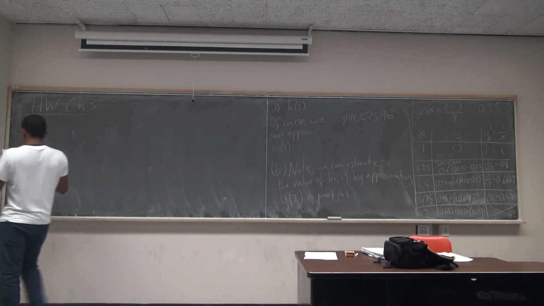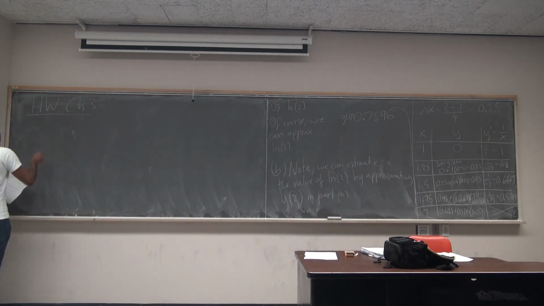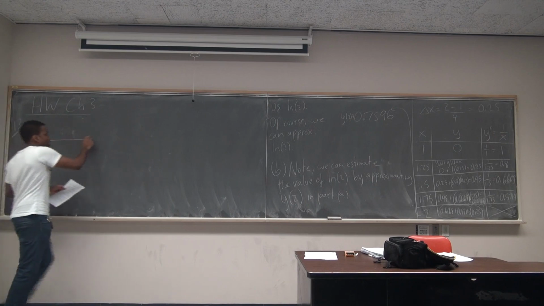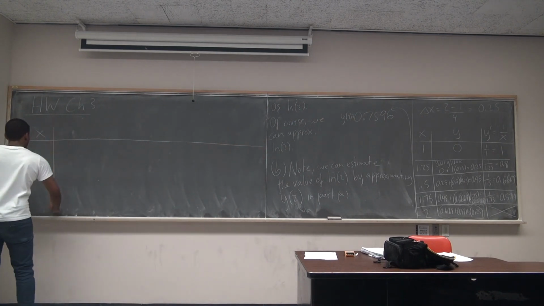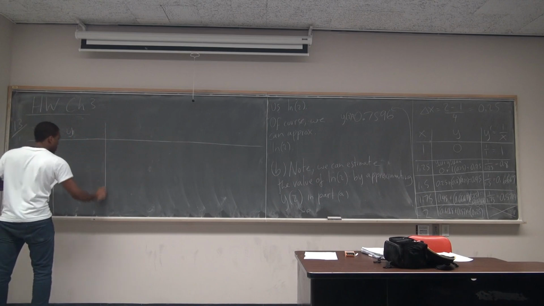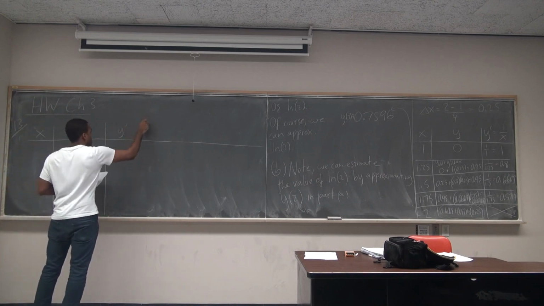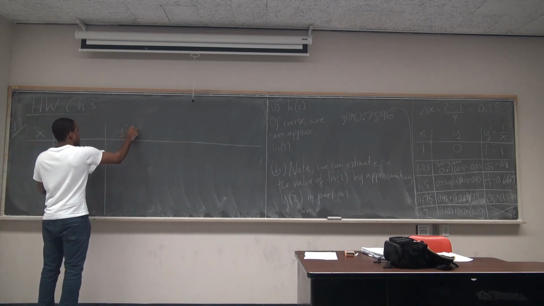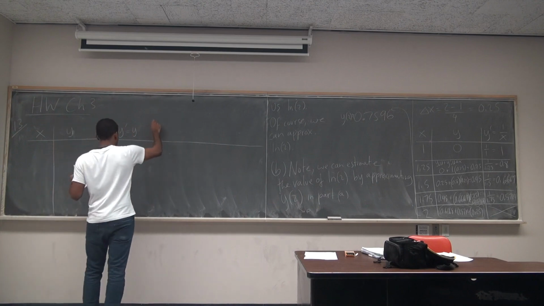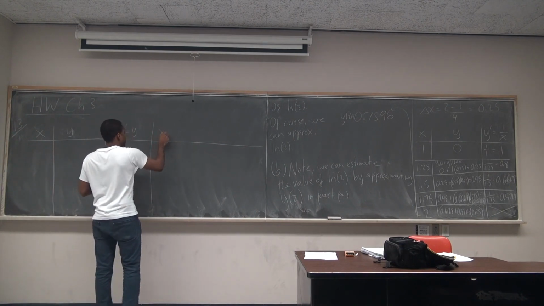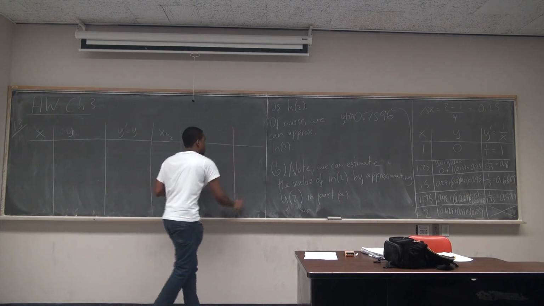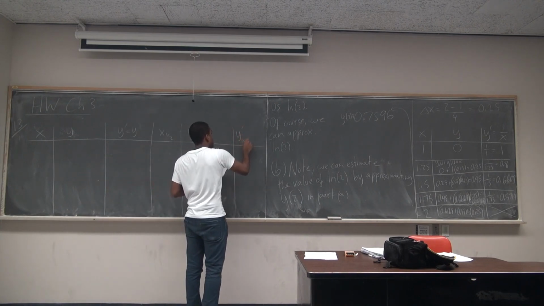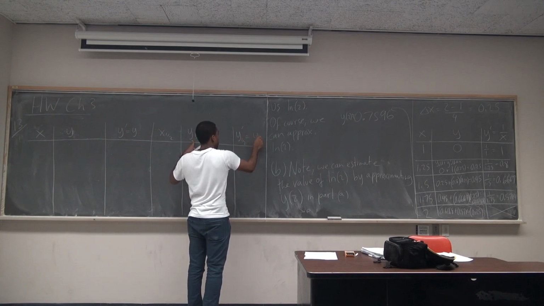So yeah, I'll just jump into the table. So this is problem 13. X, Y, Y prime. Well, Y prime here is equal to Y. X half, Y half, and Y prime half is equal to the Y value here, Y half.